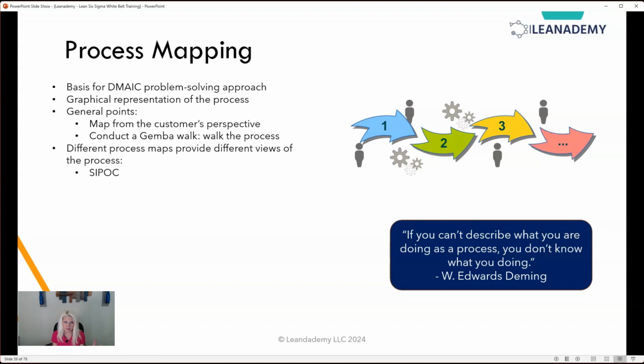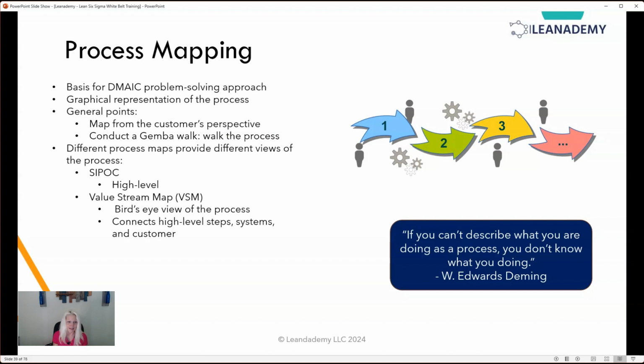There's a SIPOC that we use in the define phase, which is high level. Next, we have a value stream map. It provides a bird's eye view of the process. It's about a step down from the SIPOC, and it does have metrics behind it. It connects the high level steps, systems, and customer together, and it displays cycle time, value added time, waste, and takt time.